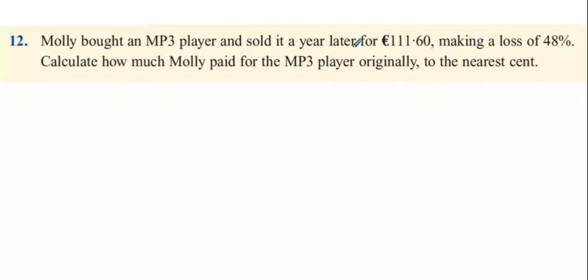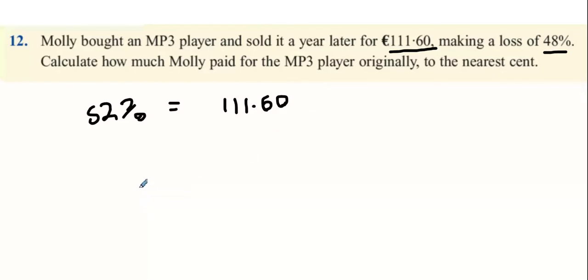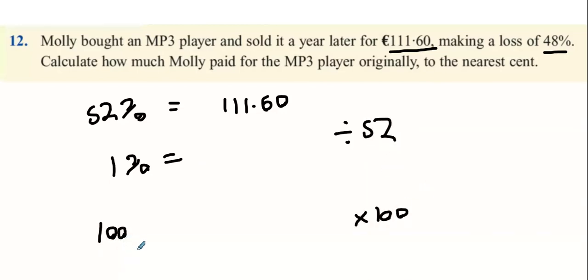Molly bought an MP3 player and sold it a year later for €111.60, making a loss of 48%. How much did she pay originally? Well, if she lost 48%, this means she only sold it for 52% of its original value, because it's 100% minus 48%. Then you divide by 52. And then multiply by 100 to get back to 100%.